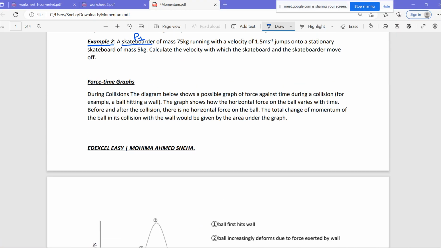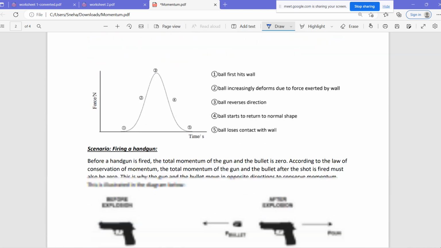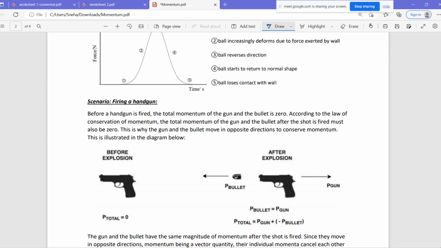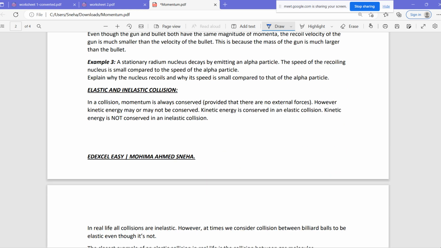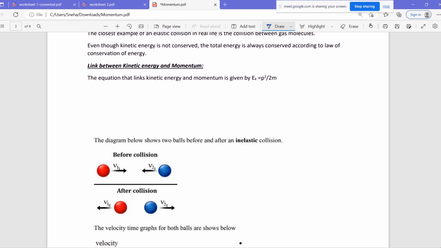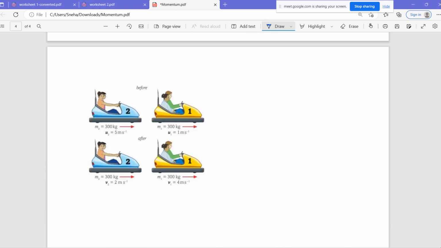As I was saying, I have completed up to the laws of conservation of momentum and impulse. Now we still have the force time graph, and the force time graph is a bit of a tricky topic and we have to explain each point for the graph. The scenario for firing a gun is very simple, just focusing on the laws of conservation of momentum. After that we have elastic and inelastic collisions and the link between energy and momentum. And then a graph, there are 4 explanations for the graph, and a final example for how a collision can be inelastic or elastic regardless that the momentum is still conserved.